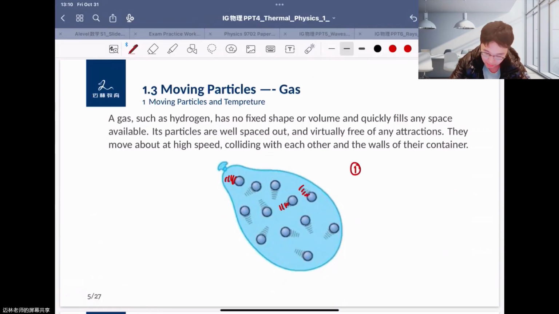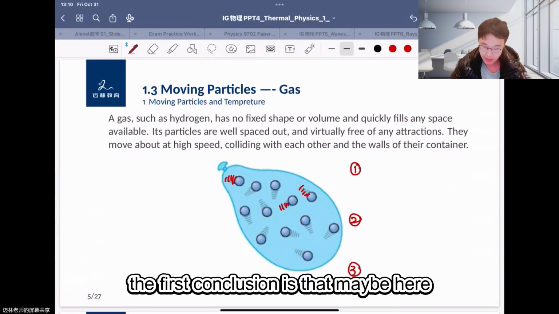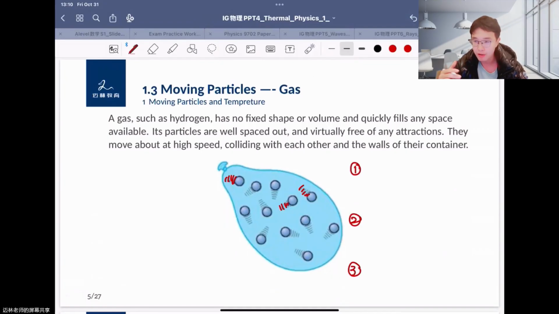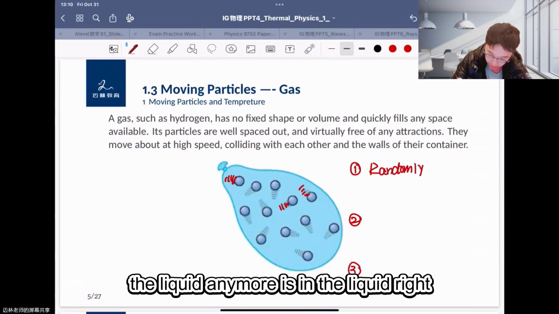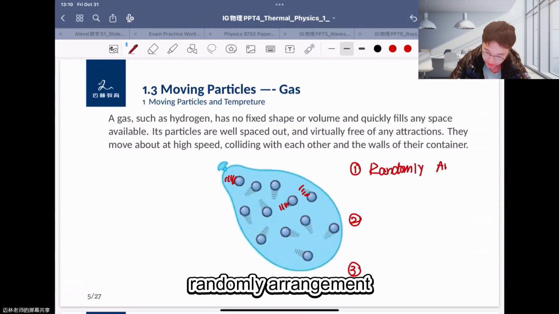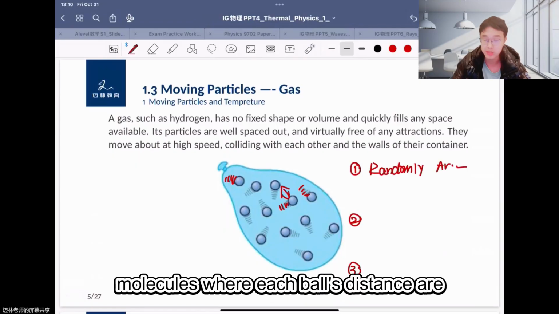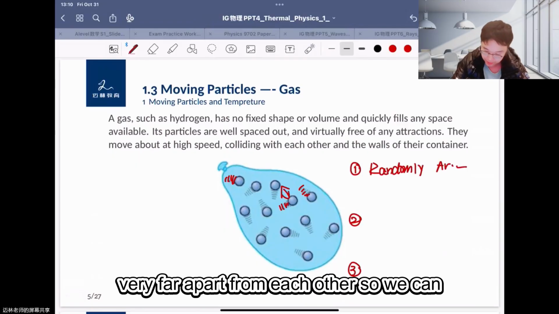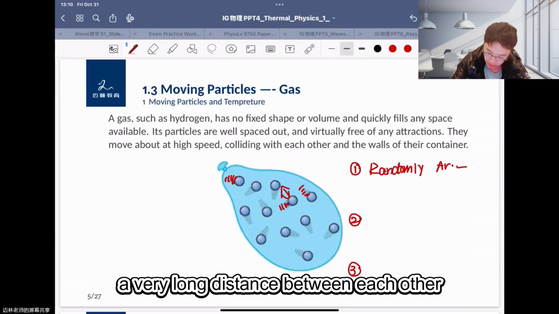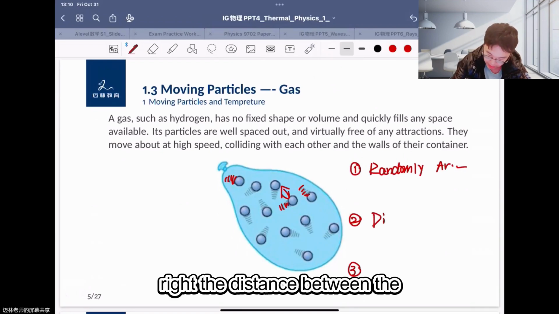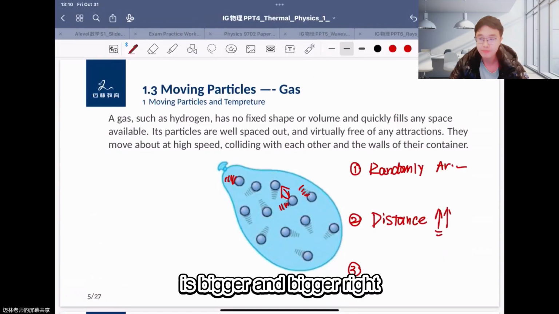So we can describe the figure in three parts. The first conclusion is that here the molecules are arranged very randomly, the same as the liquid, maybe even more than the liquid. And you can also find that the distance between each molecule, or each ball, is very far apart. So we can say that inside the gases, they have a very long distance between each other. The distance between the molecules is bigger and bigger.